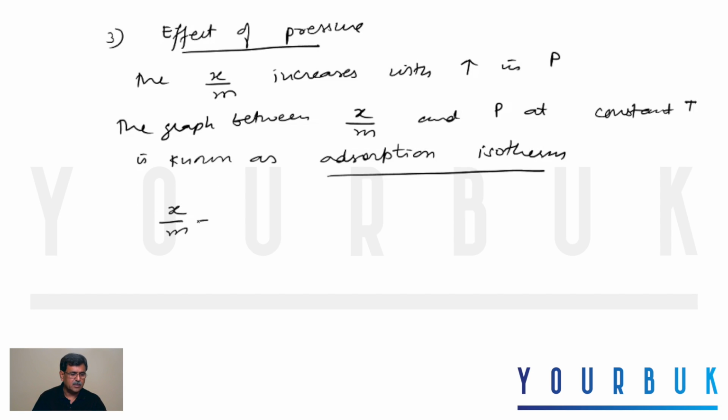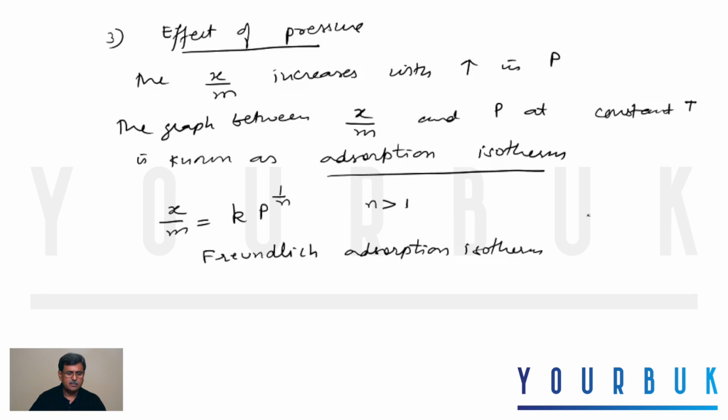The relation between the x by m and pressure is given by this equation, which is known as the Freundlich adsorption isotherm. This is a very, very important equation, and this is a graph between the x by m and the pressure at a given temperature T, and the shape of the graph is like this.